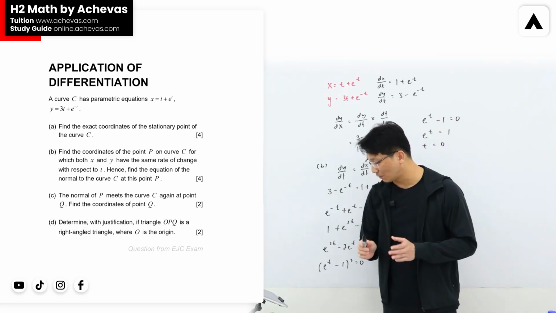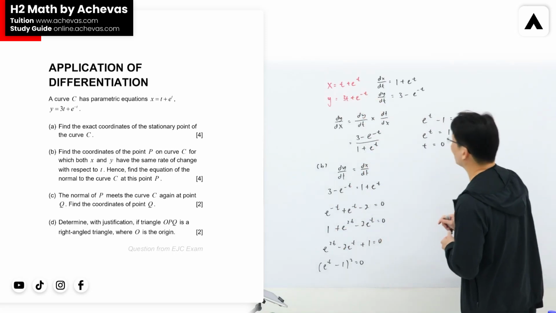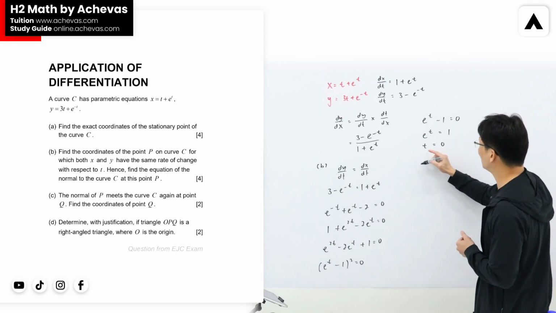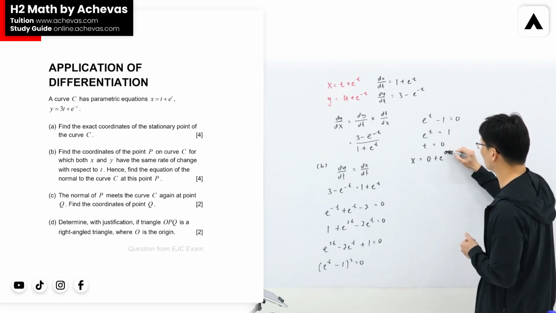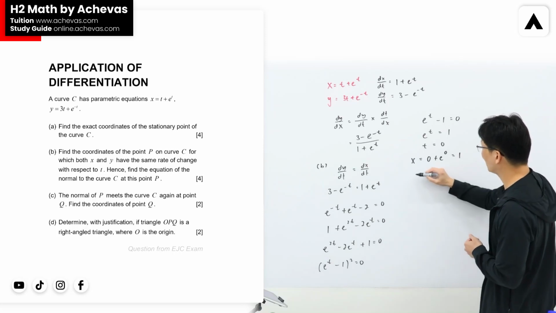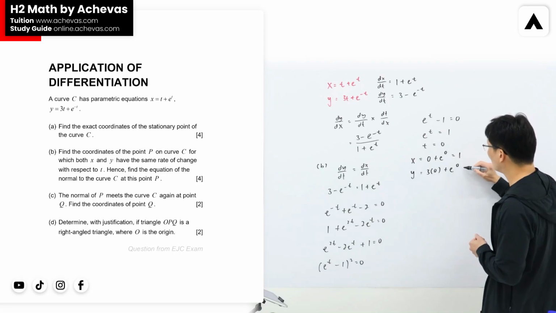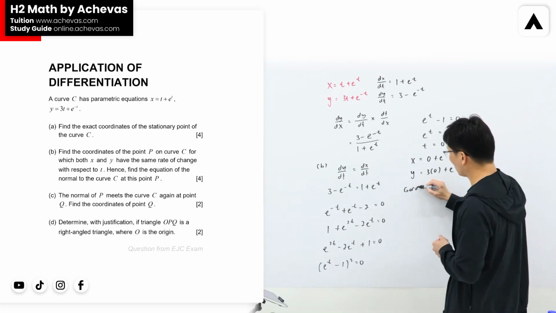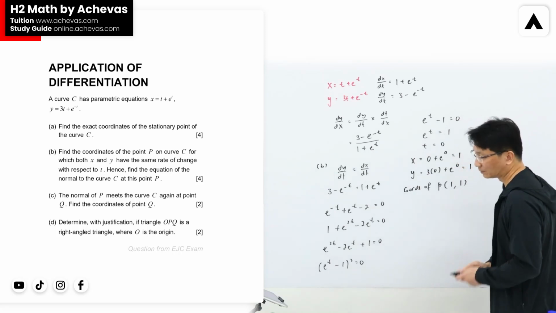And with this value of t, I'm going to sub back into my x and y to get the coordinates of my P. Subbing t equal to 0, my x will be equal to 0 plus e to the power of 0, which gives me a 1. And subbing into my y, 3 times 0 plus e to the power of 0 will give me a value of 1 also. So therefore, the coordinates of P will just be (1, 1).